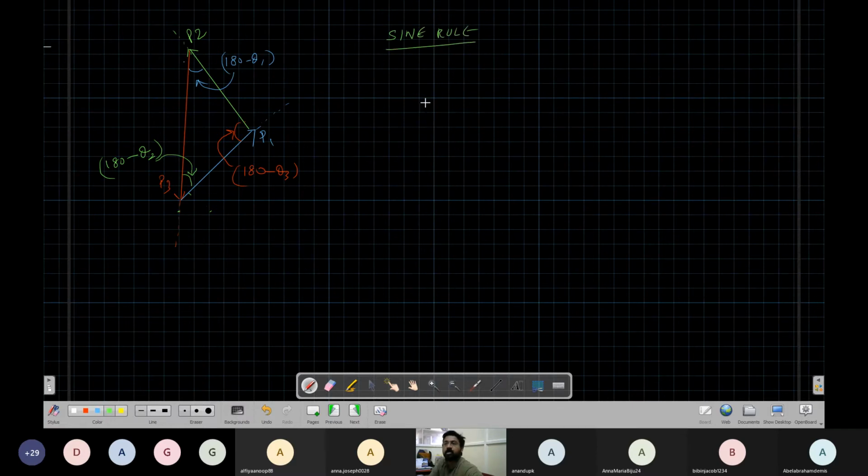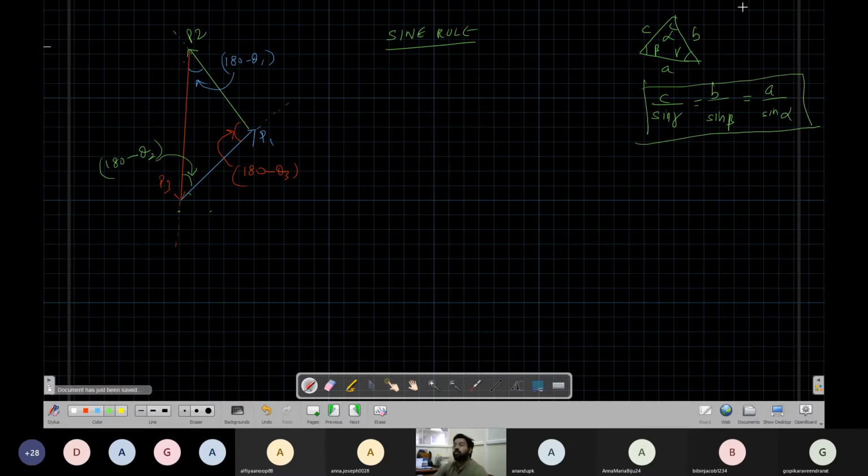So what is the sine rule? If you remember, it is like this. If you have a triangle with three sides A, B, C, and three angles alpha, beta, gamma, then this triangle should follow C upon sine gamma equal to B upon sine beta equal to A upon sine alpha. This is the sine rule. This rule has to be followed by any triangle.